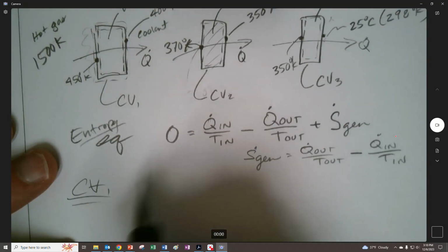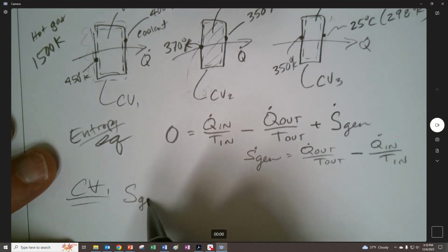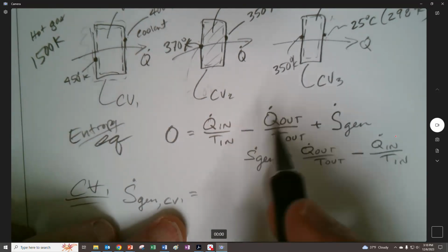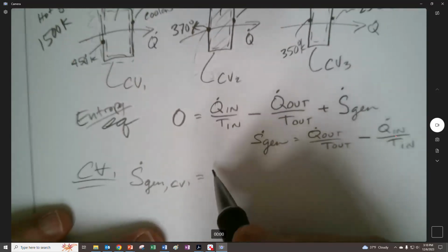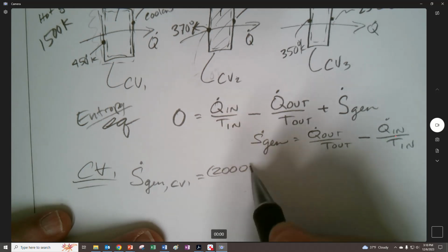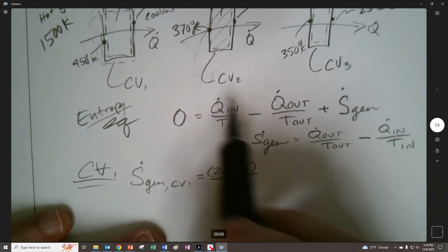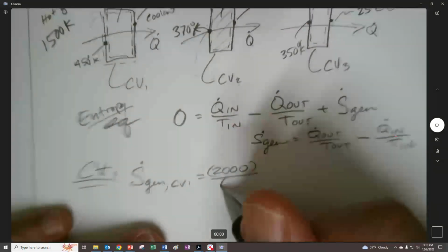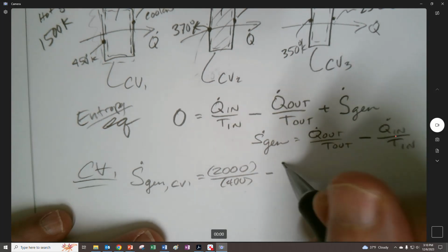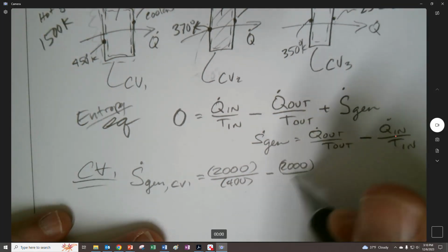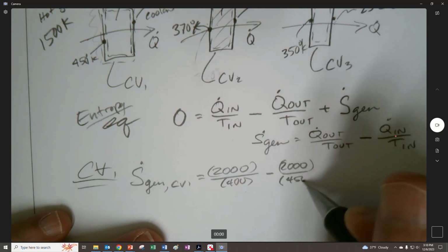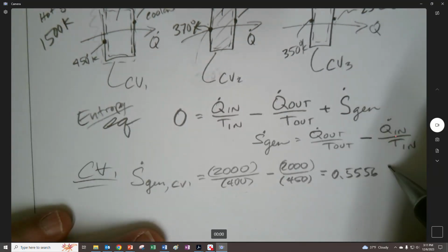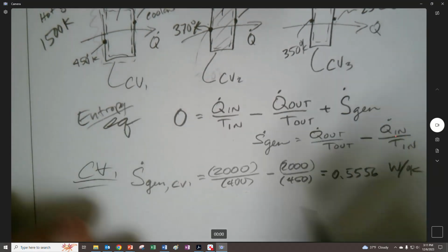So control volume 1, S gen for control volume 1 is just going to be Q, which is 2,000 watts, divided by the out, so that's going to be over 400, minus 2,000 on the in, 450. So we've generated 0.5556 watts per degree Kelvin.